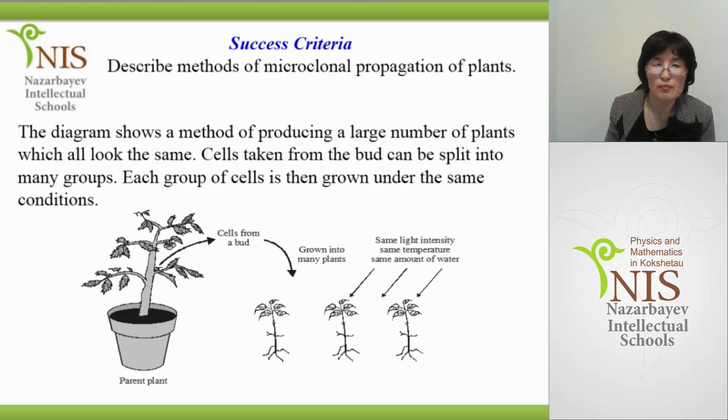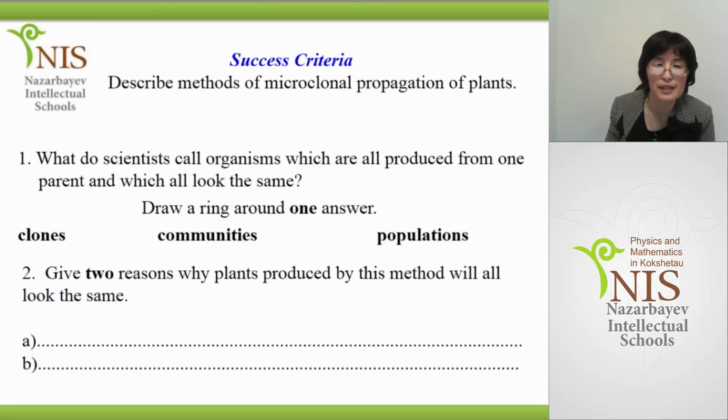And now your homework. Describe methods of microclonal propagation of plants. The diagram shows a method of producing a large number of plants which all look the same. Cells taken from the bud can be split into many groups. Each group of cells is then grown under the same conditions. And your tasks. First, what do scientists call organisms which are produced from one parent and which all look the same? Draw a ring around one answer.